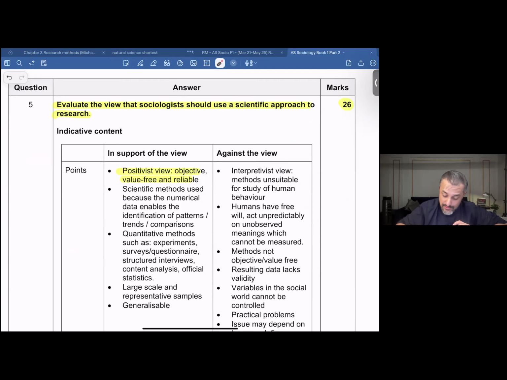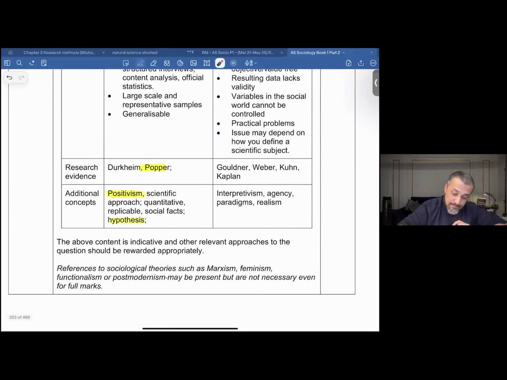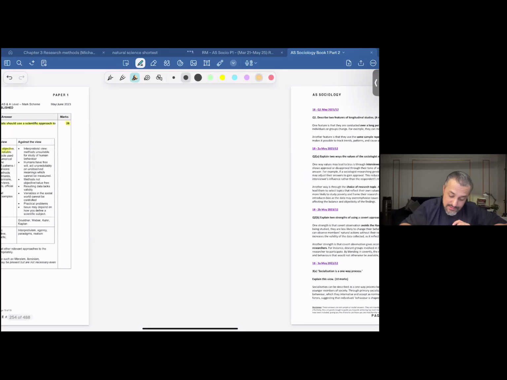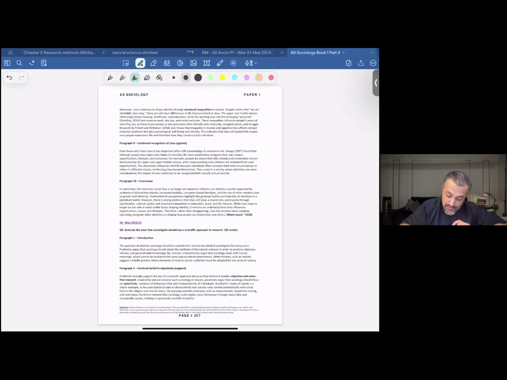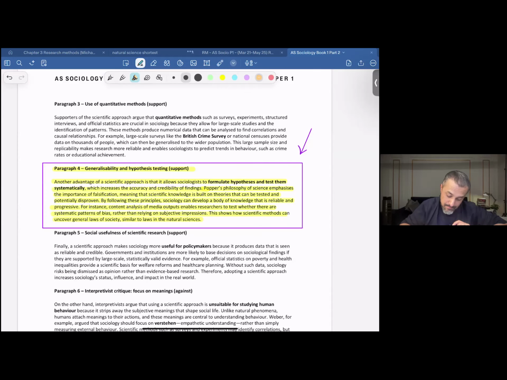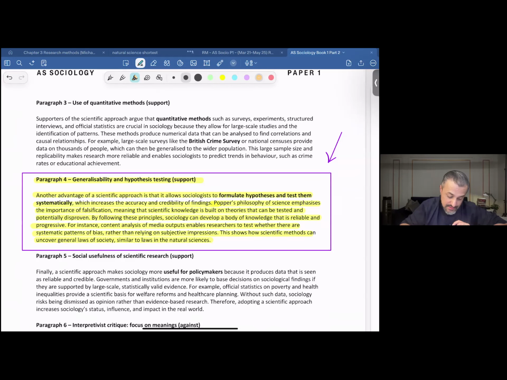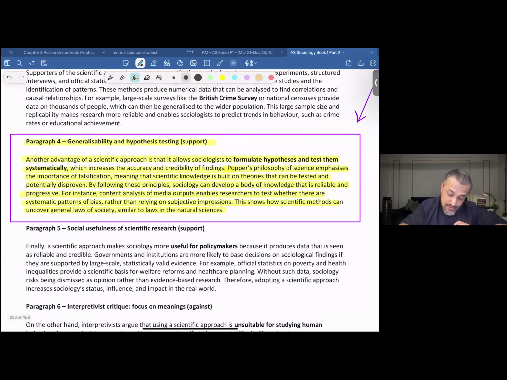Here we see Durkheim again. Here you go. Here, you want to see how this is used in an answer? I'll just show that to you as well. Hopefully this answer does have reference to Durkheim.